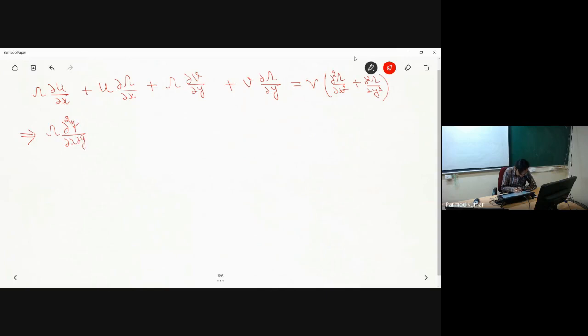Is this point clear? Yes. Plus ∂ψ/∂y into ∂ω/∂x, minus ω into ∂²ψ/∂x∂y, minus ∂ψ/∂x into ∂ω/∂y. And in the right hand side I already have the equation in the form of omega, which is ∂²ω/∂x² plus ∂²ω/∂y².